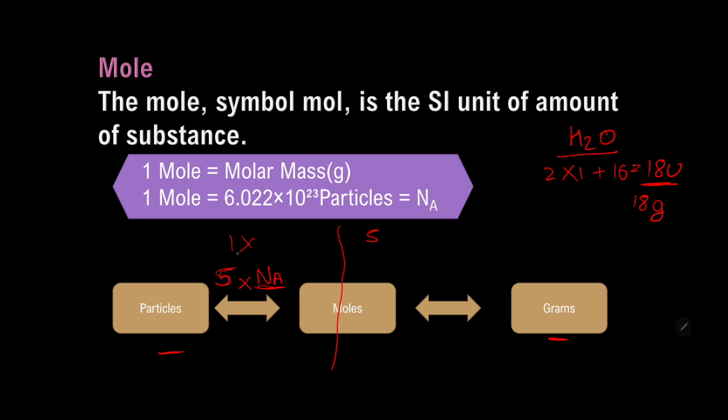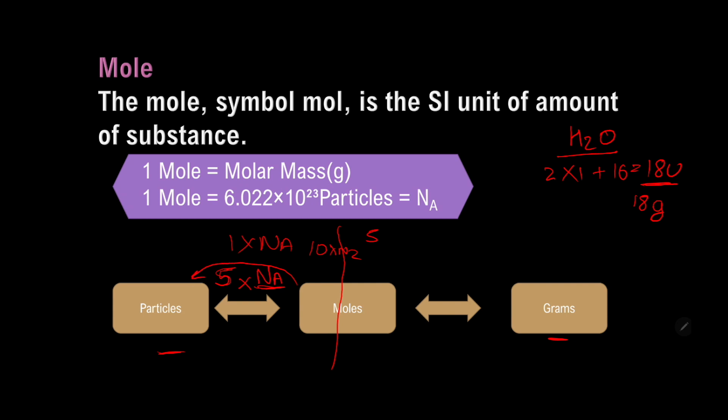In 1 mole, how will you do that? 1 into Na. That will be 6.022 into 10 to the power 23. In 10 moles of anything, that means 10 into Na. That means when you are moving from moles to particles, you multiply with Avogadro's number.